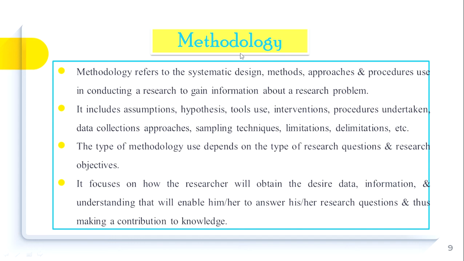Whenever you are going to write about the methodology, of course, in all types of research, you will have to write about the methodology. In the methodology part, you have to include everything, for example, the hypothesis, the tools used, the interventions you are going to carry out in your research, the approaches and procedures, the data collection approaches, and the sampling techniques, such as non-probability and probability sampling techniques, and the limitations and delimitations. There are various tools such as questionnaires, rating scales, and so on. You have to include everything.